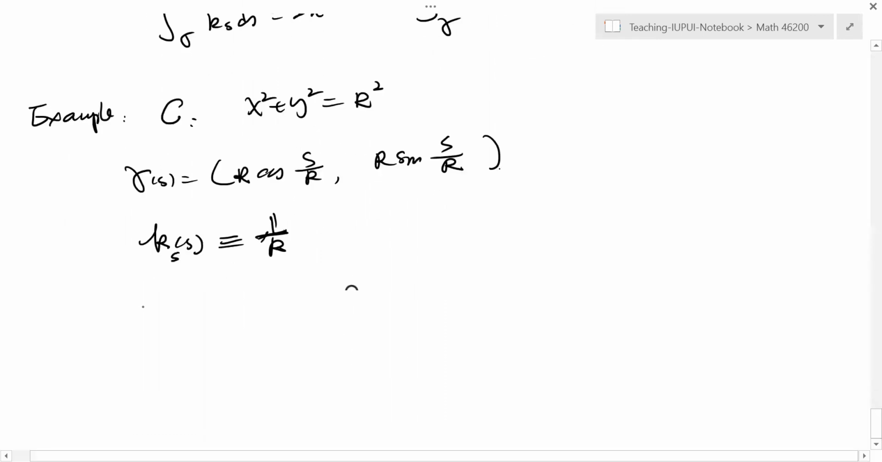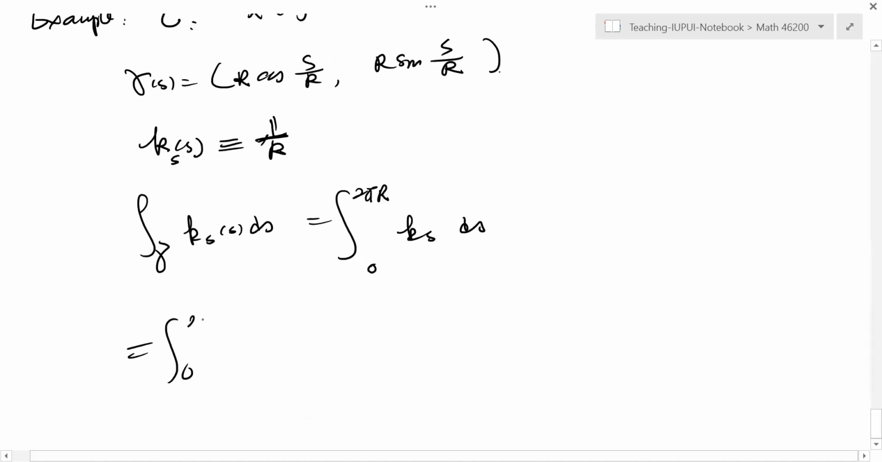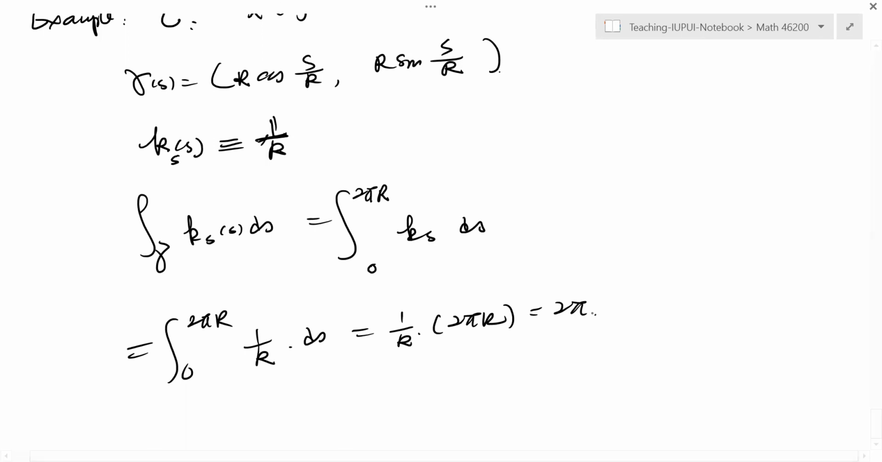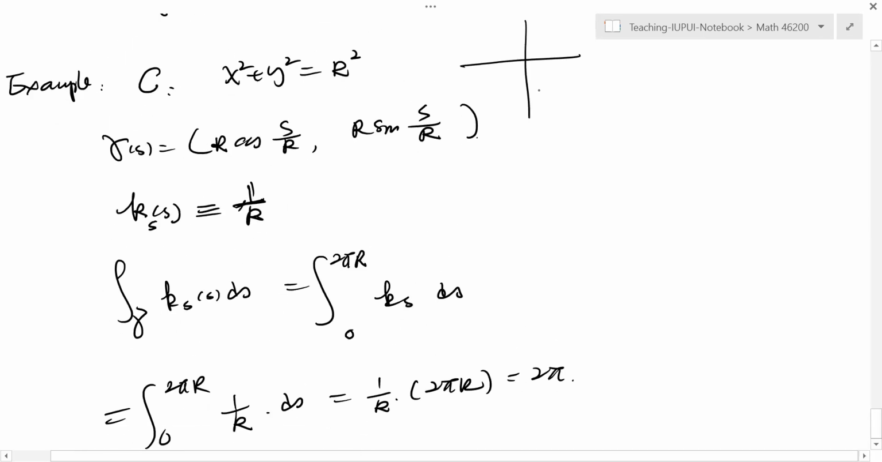Okay, so let's find the total curvature. It's the integral from 0 to 2 pi r, because it's the whole circle, of k_s ds, which is 1 over r ds. So it's r times 2 pi r cancelled out. It's equal to 2 pi. So the circle is oriented in this direction.